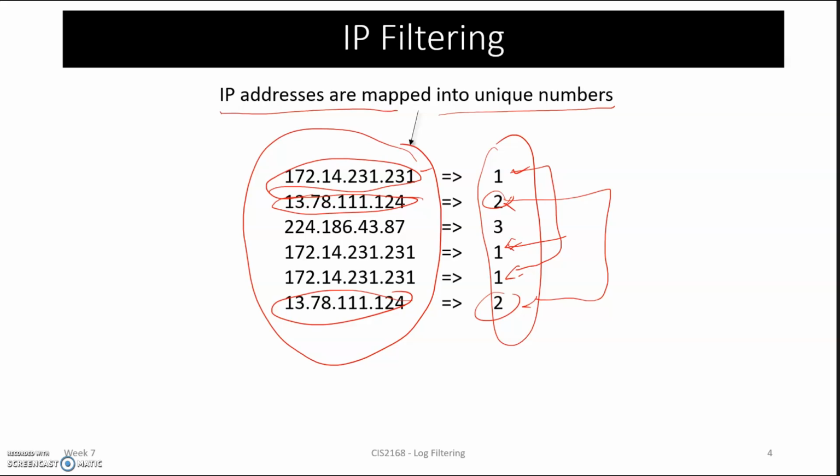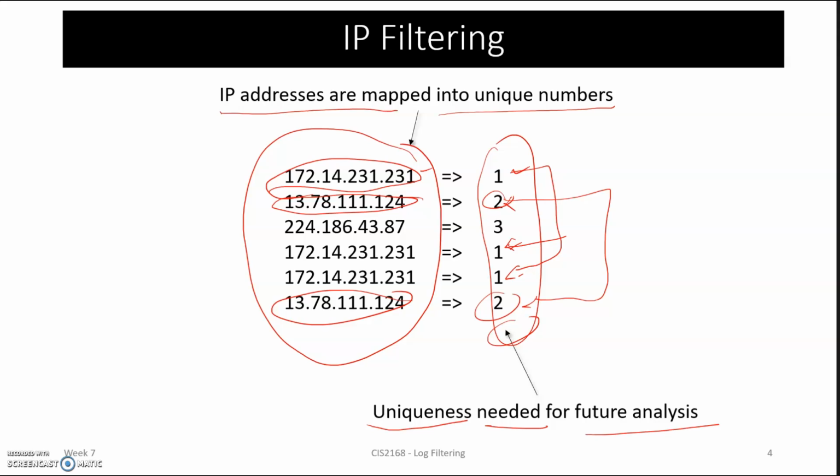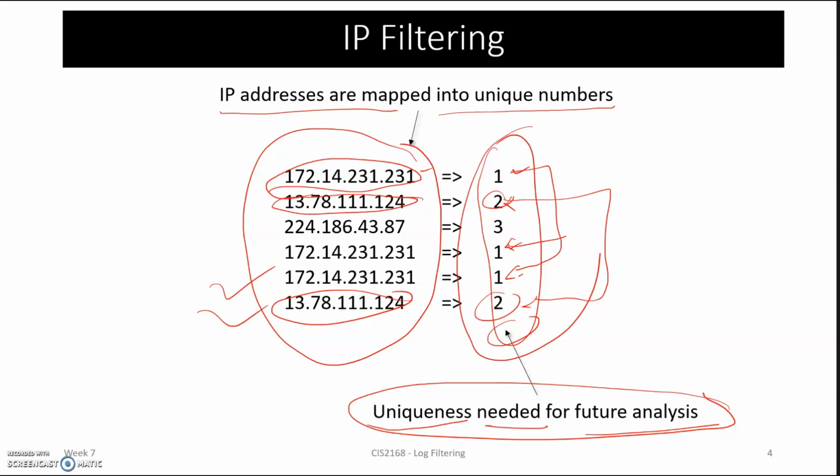What is the benefit of this? This mapping will add uniqueness, and it is needed for future analysis. So if you want to perform any future operation on the IP addresses, then you can use these unique identifiers or keys to perform the operation.